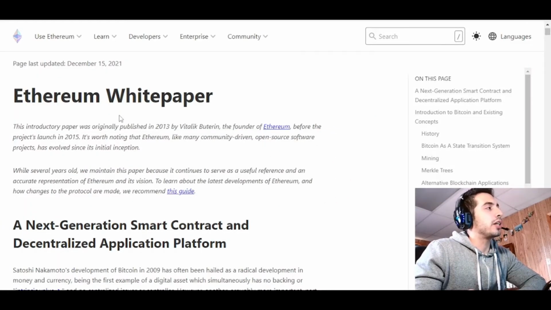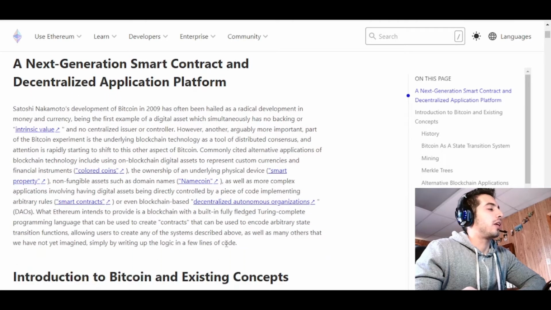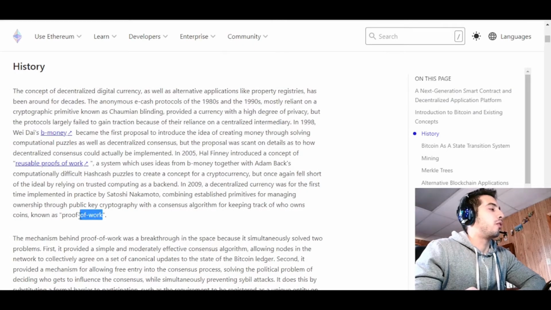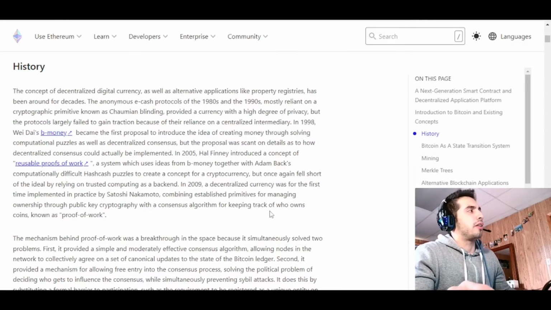Now, if we take a look at the Ethereum Whitepaper, we can see that something new was introduced in here, which is referred to as the proof of work. Now, that proof of work is the idea of having the mining process to keep the blockchain interconnected. Now, like I said, the unique idea that Ethereum introduced was the smart contracts.